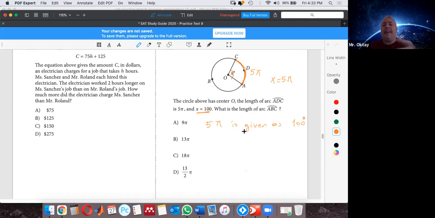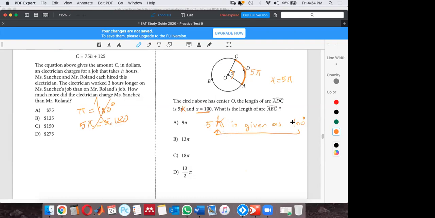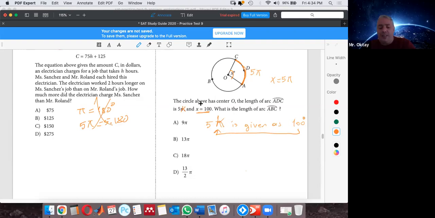So there is a relation. 100 degree is 5 pi. Do not think that pi means 180 degrees, so 5 pi is 5 times 180. No, this is something else. Even it could be not 5 pi, it could be 5k. So 5k is 100 degree or 5 pi is 100 degree. This is the tricky part of the question.